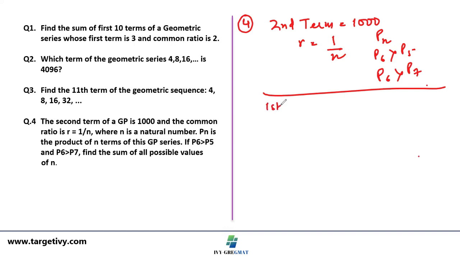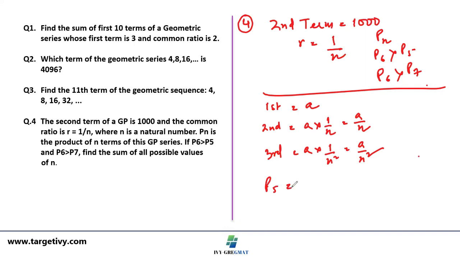The first term is equal to, say, A. The second term will be A into R, 1 by n. So this is A by n. The third term will be A into 1 by n square. So A by n square. So P5, that is the product of five terms, will be A into 1 by n into 1 by n square.